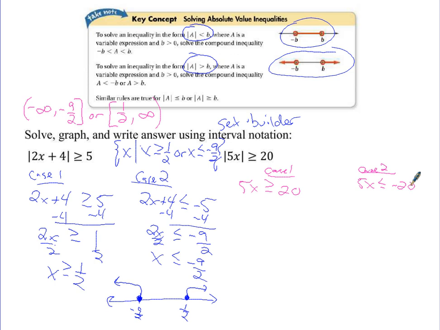Case 1, what do we do? Divide by 5 and we get? All right, case 2. And we get? Less than or equal to negative 4. Now what? Graph. Okay, we can draw a graph. We need a 4 and a negative 4. Good, they're both closed. Right. Okay. Now, interval notation.